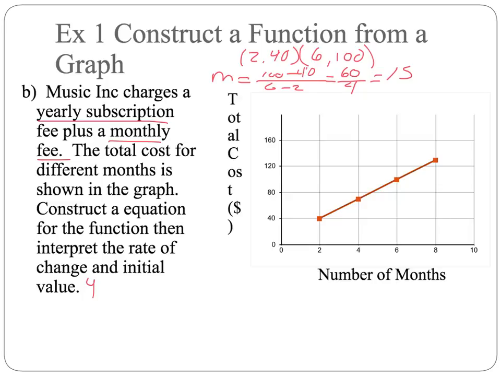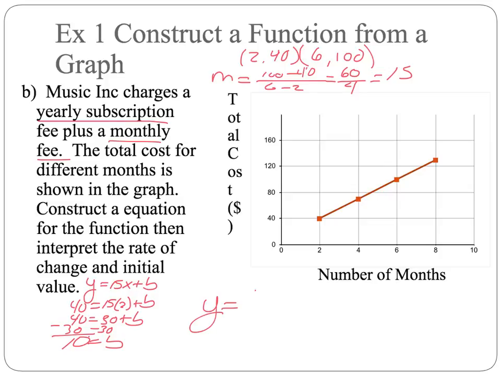Now I need to find b. Y equals 15x plus b. I'm going to use the 2 and the 40. So 40 equals 15 times 2 plus b. 40 equals 30 plus b. Subtract 30 from each side, and you get b equaling 10. So y equals 15x plus 10.